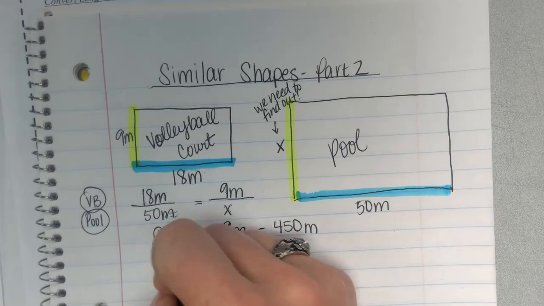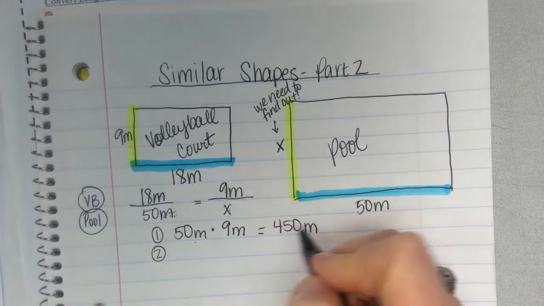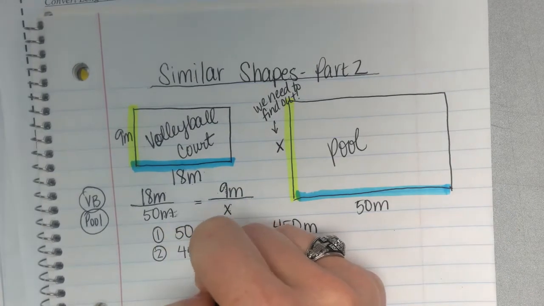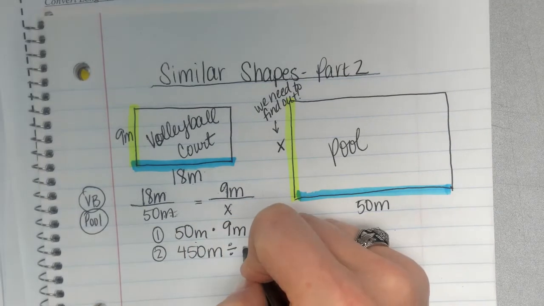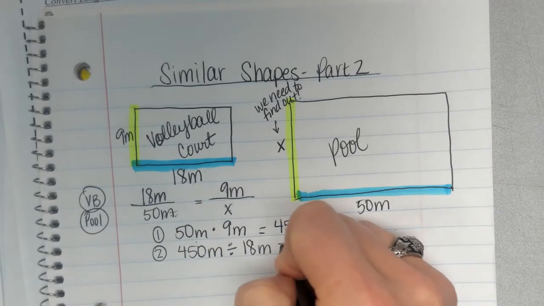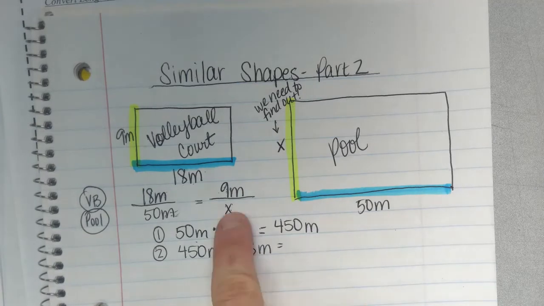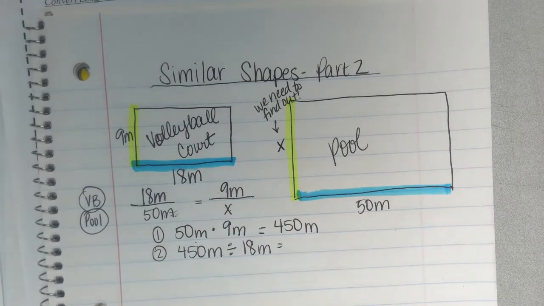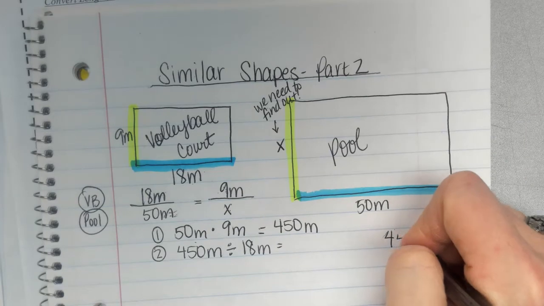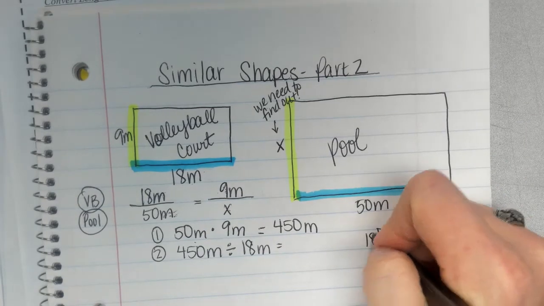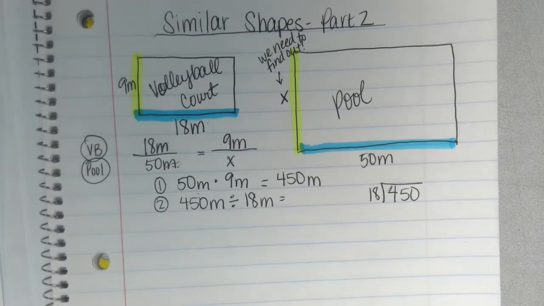So step 2 is divide 450 meters by 18 meters. And that's going to give us the missing link right here. So you could go over here and set it up: 450 divided by 18. Pause it right now. I want you to do that math, because you need to know how to do that math. And when you have the answer, join me back here, and we'll go from there.